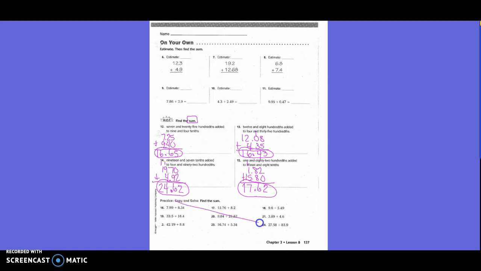And then you guys can mark off 16 through 24. The only reason we'll do those is if you guys have problems and you need a little extra to work.